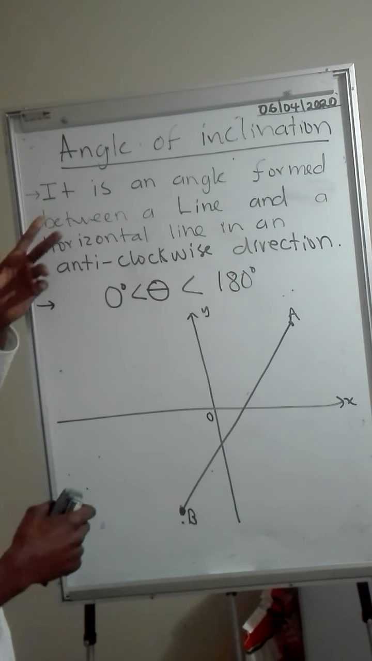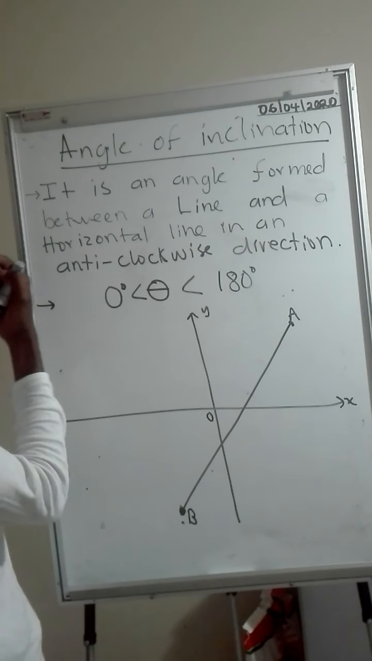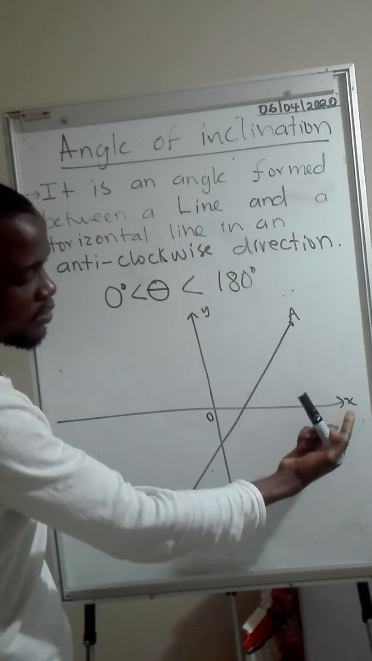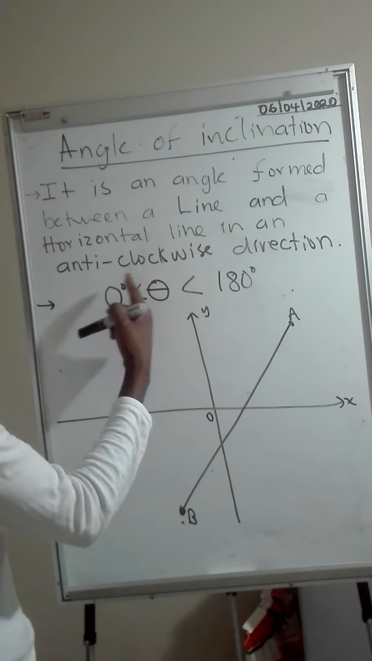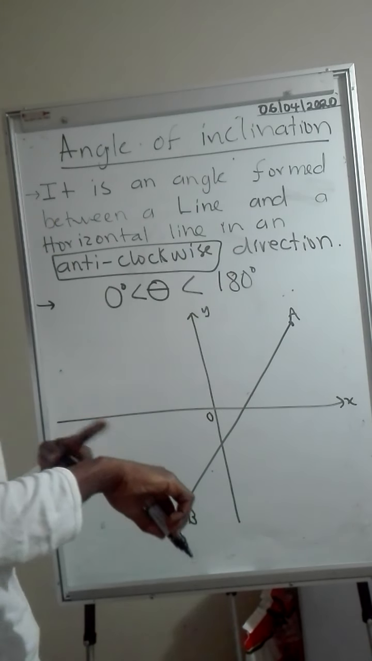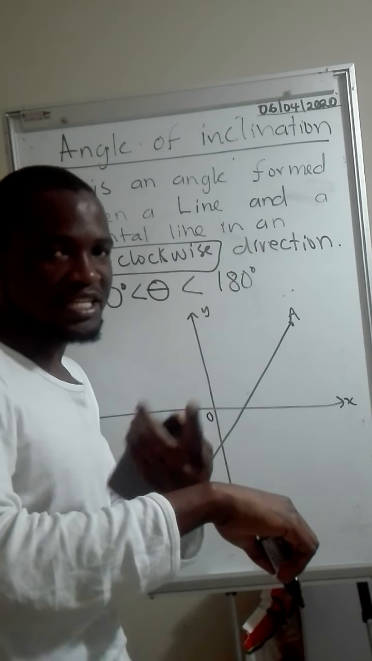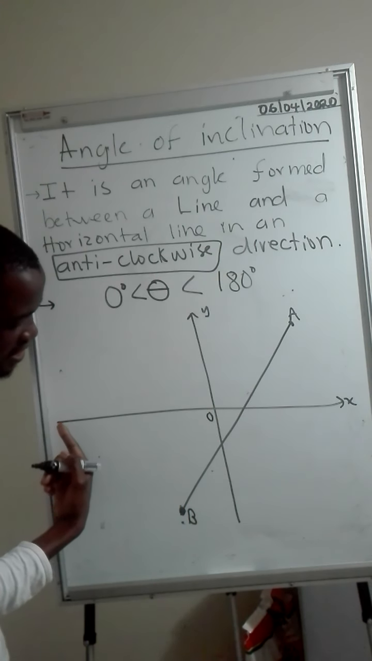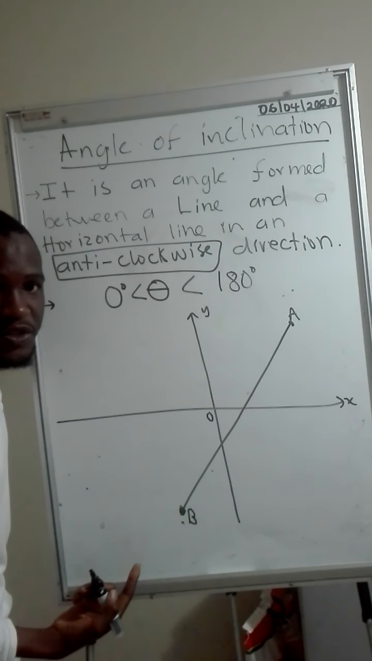So the angle of inclination, they're saying it's an angle formed between a line, so line AB, and the horizontal line. Our horizontal line is being represented by our x-axis, right? In an anti-clockwise direction. And you all know how the tick on your watch rotates, so anti-clockwise. Which means our angle of inclination is an angle between our line and our horizontal line.